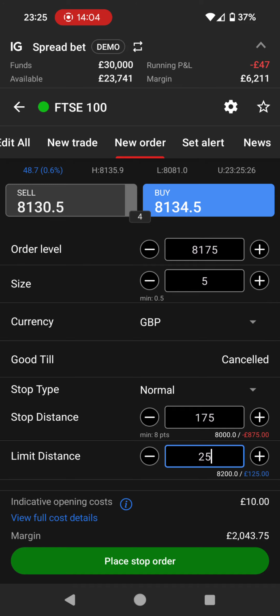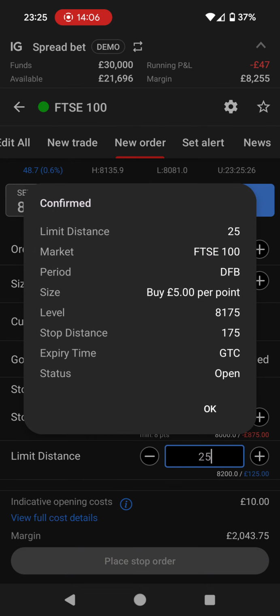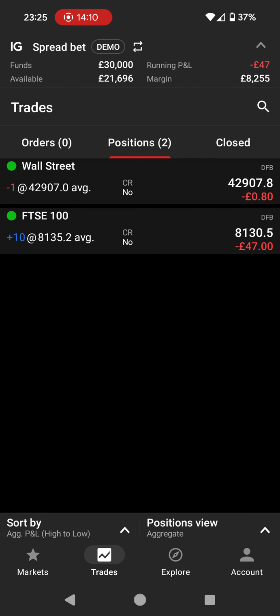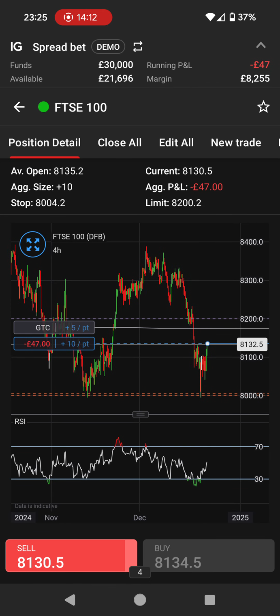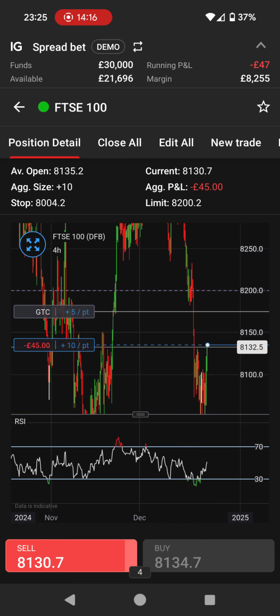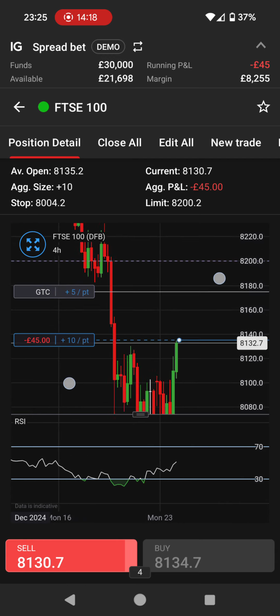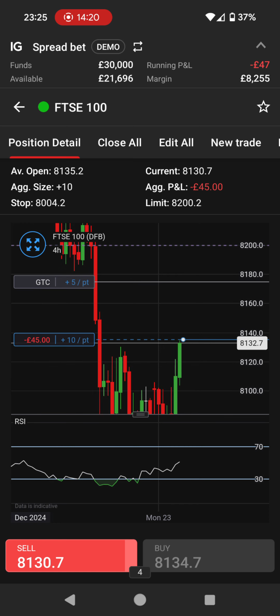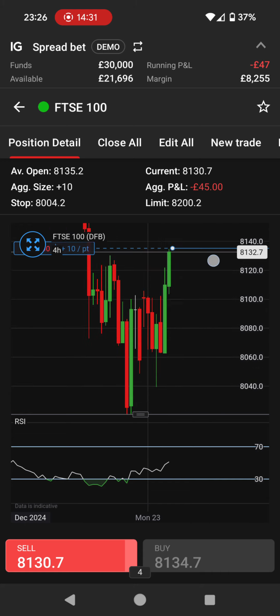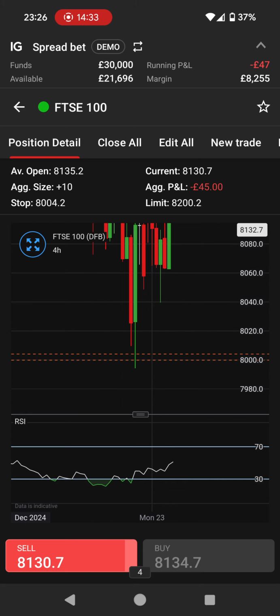So this is an order. There you go, it's confirmed. So now if we look back, you've got GTC. As I say, if price action moves up to that line, it will then buy another 5 points. So then we're at £15 a point. You've got two target prices and effectively two stop losses.